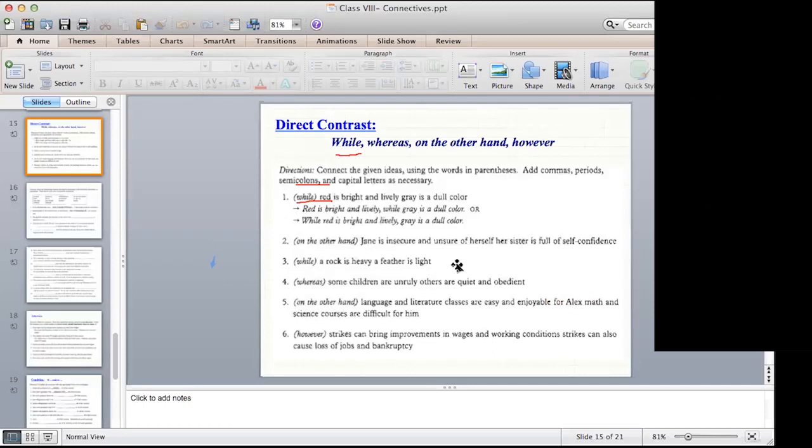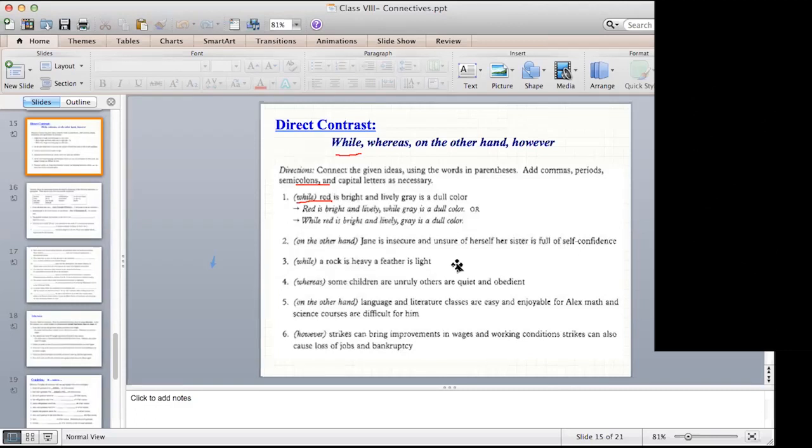While a rock is heavy, a feather is light. So we can say, while a rock is heavy, comma, a feather is light. Or a rock is heavy while a feather is light. I think we spoke about a few examples last time in class. Whereas some children are unruly, others are quiet and obedient. Some children are unruly while others are quiet and obedient. Or whereas some children are unruly, comma, others are quiet and obedient.